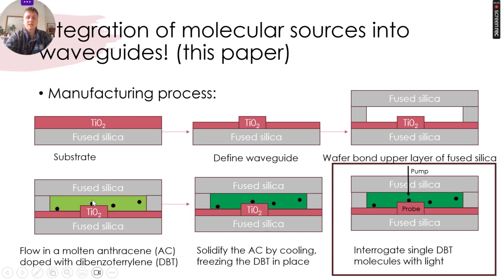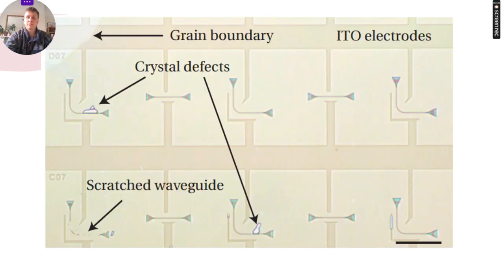The nice thing about this process is that if you flowed this AC and the DBT molecule didn't sit somewhere that we wanted it to sit, we could just heat it back up and reflow it and move the molecules around, and do this multiple times until we have good positioning of our DBT molecules on top of a waveguide. This is the advantage over the NV center that I was talking about, in that you can reposition it. Hopefully that makes sense. You can send me questions on Teams if you want to know any more about this.